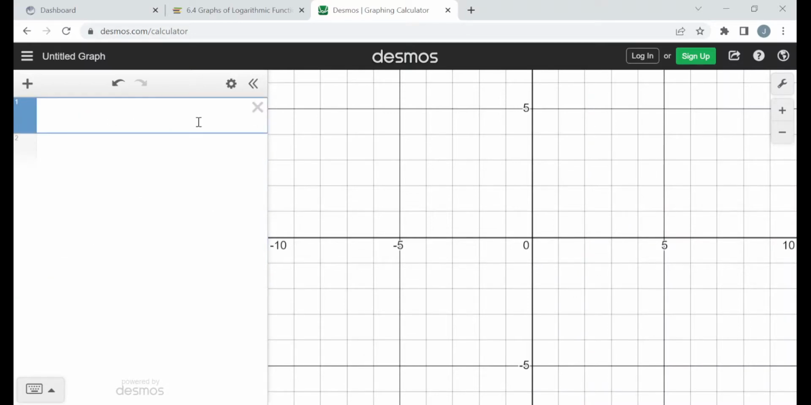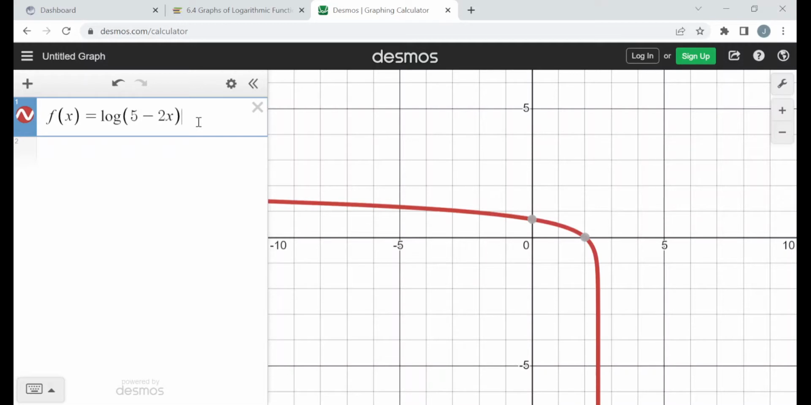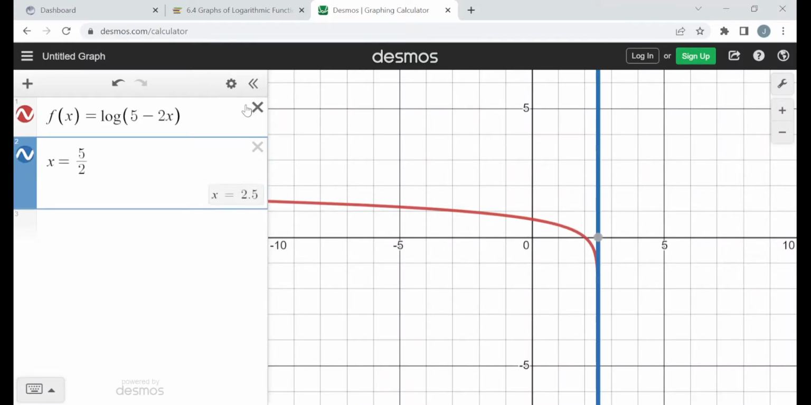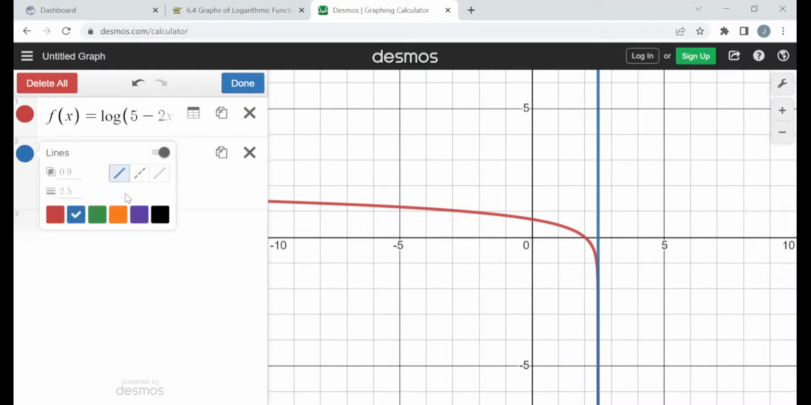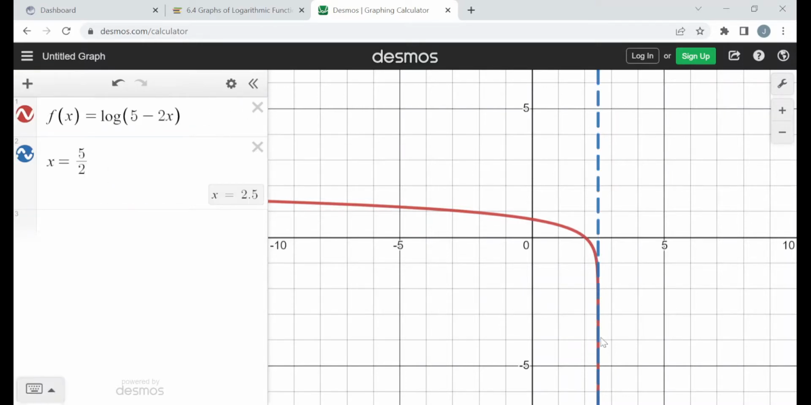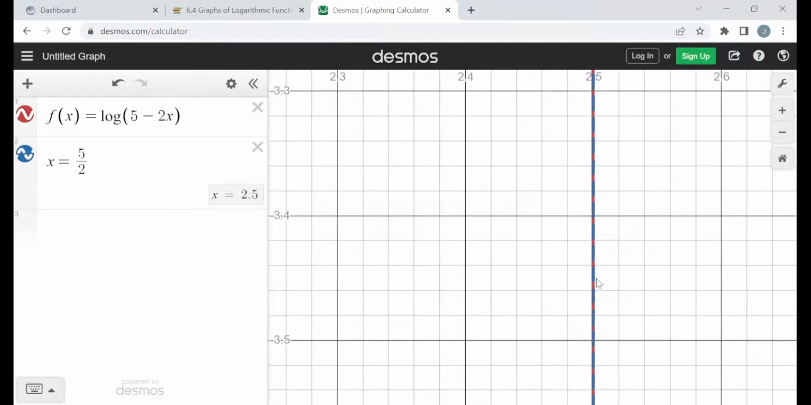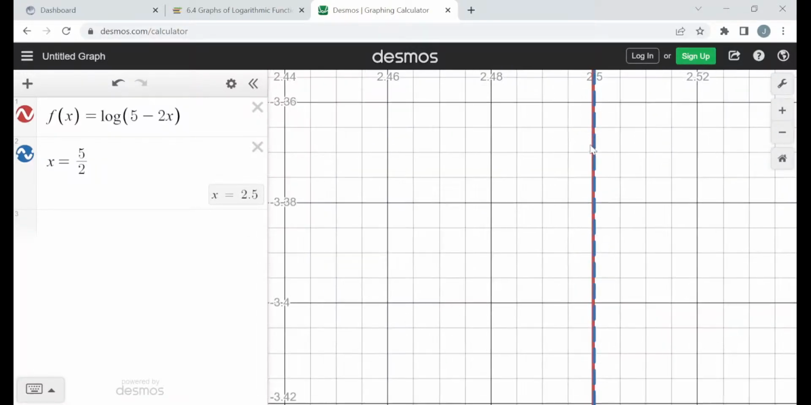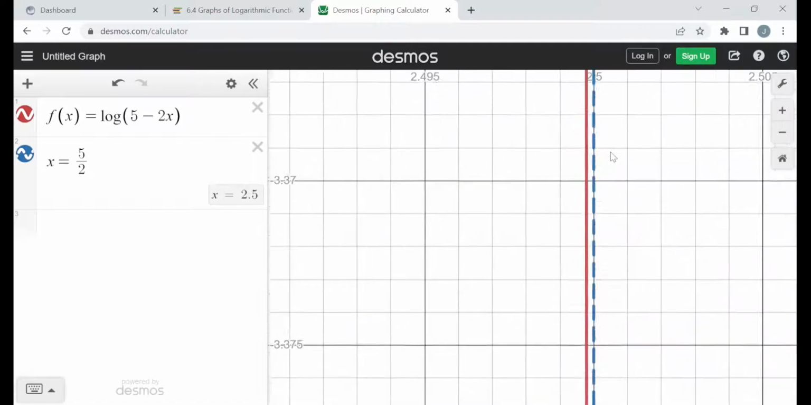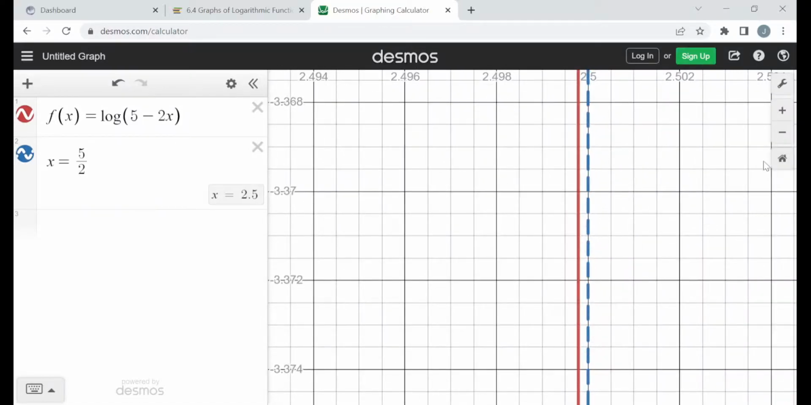So the function we're given here is f of x equals the log, and this is base 10. Just write log 5 minus 2x. Yeah, that looks pretty similar to what I had. X equals 5 halves, as I mentioned, is the asymptote. Make that a dashed line. You can see that the graph approaches that line but doesn't actually touch it. Again, I know it looks like it touches, but if you zoom in close enough, you'll see that the red graph doesn't touch the blue dotted line. I'm zooming in real close here, but eventually you'll see that they don't actually touch.